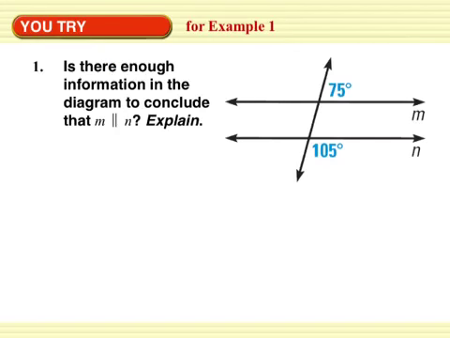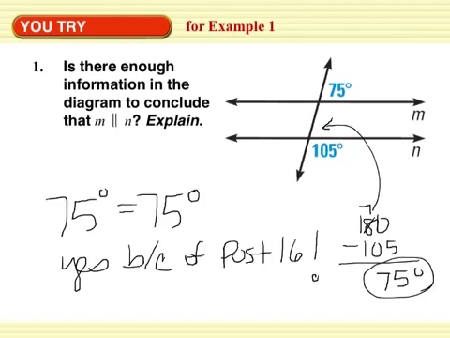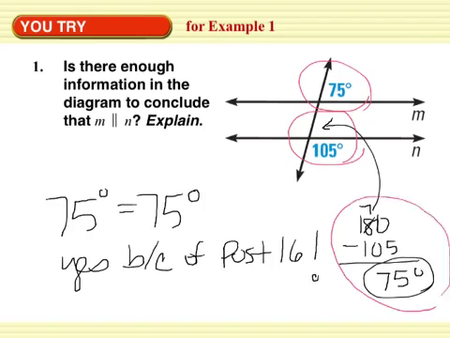You try. Is there enough information in the diagram to conclude that M is parallel to N? Explain. Go ahead and try this on your own and then come back for the answer. Okay, I needed to prove that this angle and this angle are congruent, because those are the corresponding angles. Once we know they're congruent, then we know the lines are parallel. So I did 180 minus 105 and got 75 degrees. 75 degrees equals 75 degrees. So yes, they're parallel because of postulate 16.